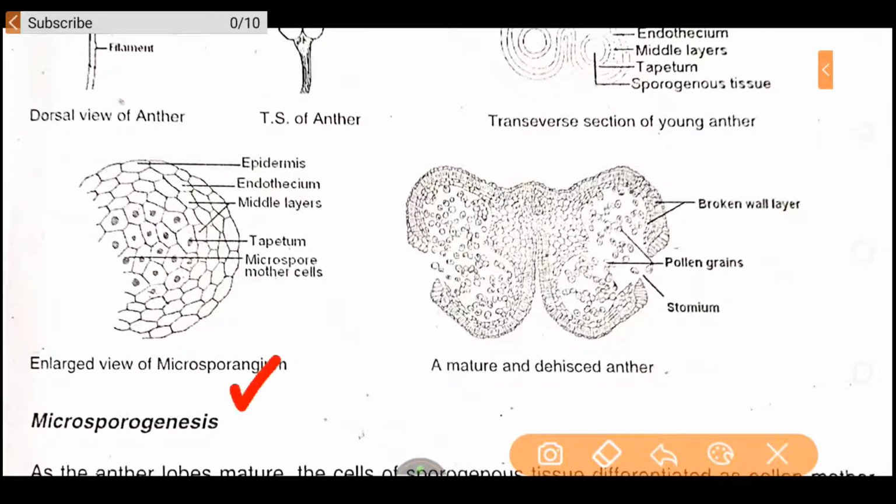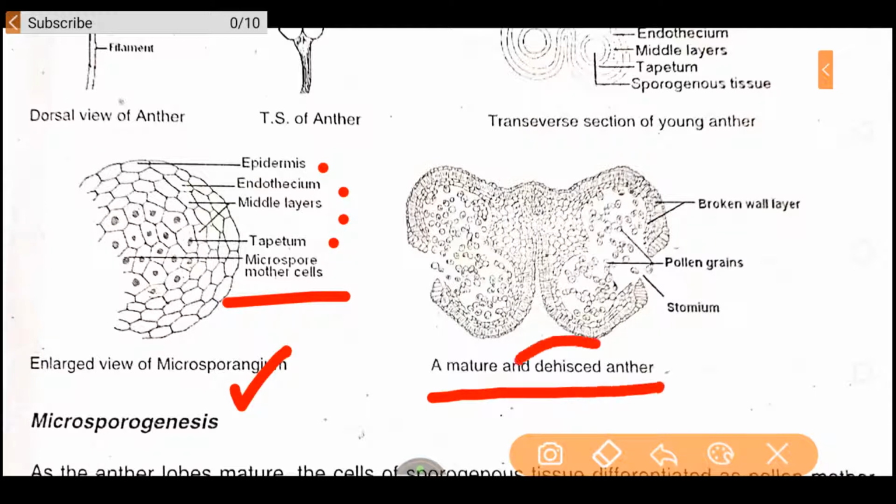It's an enlarged view. You can observe this diagram: epidermis, endothelium, middle layers, tapetum. So tapetum is close to the microspore mother cells. Now a mature and dehisced anther. Dehisced means this opening, which is broken by the epidermis and endothelium. These dot particles are the matured pollen grains. It's a broken wall layer.